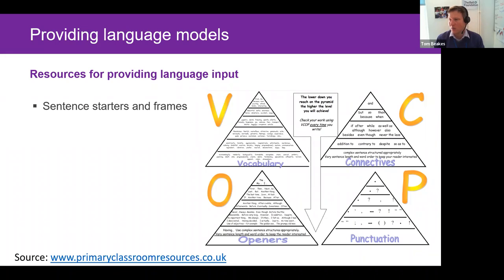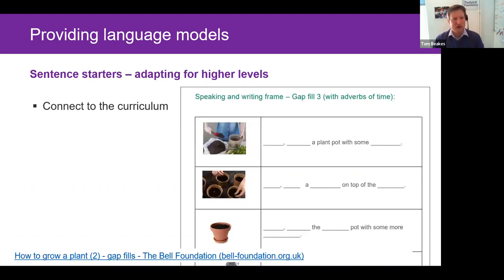Tara, that's a really good point. Yeah, complex to understand and applied context. And that word context is really important. So, yeah, let's have a look at how we might develop this then and adapt it for our higher level learners.